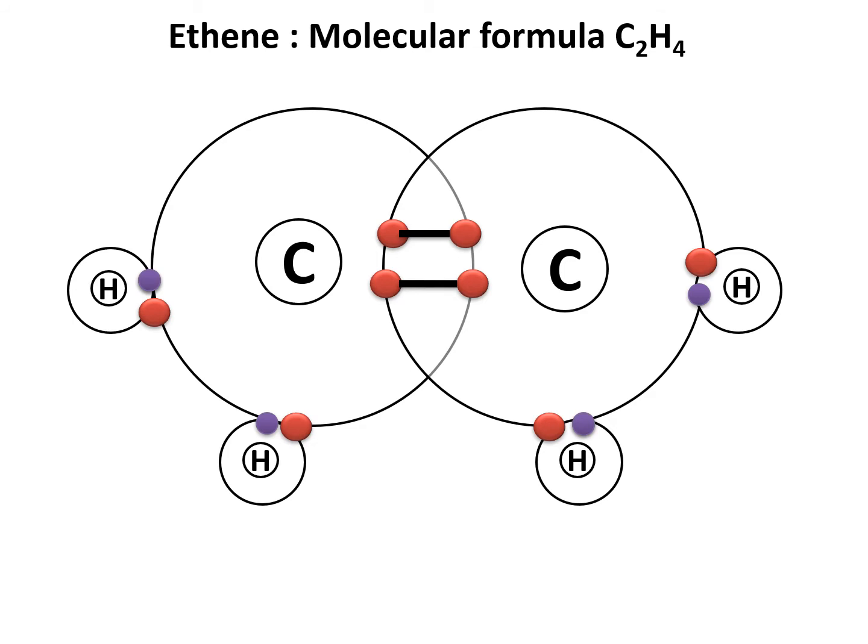There is no other additional component coming, and that is why, to fulfill their valency, the carbons, which already have one bond, form a second bond, and that is why we get a double bond between carbon and carbon. And that is why the ethene structure is nothing but CH2=CH2, and the molecular formula is C2H4.